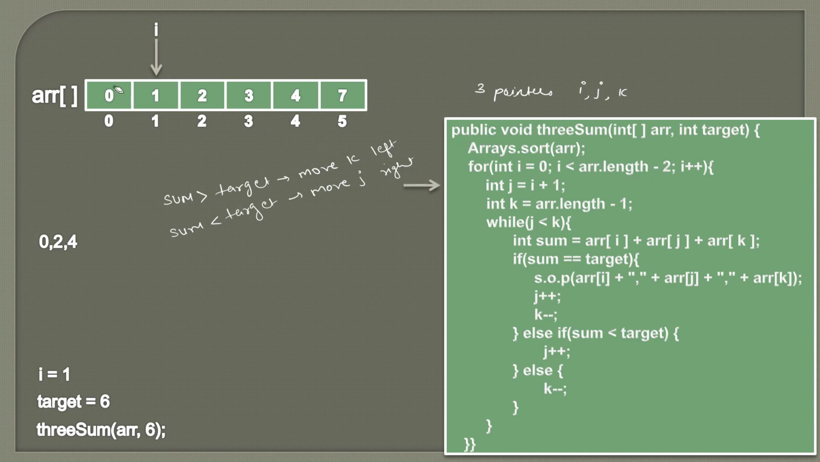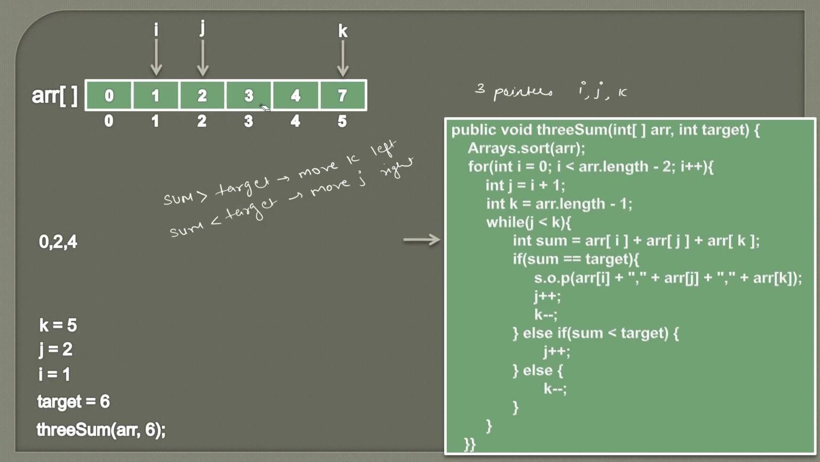Now we have seen all such pairs which can form a triplet with the value 0, and we have used up index 0. So when we start i from 1, we will not go behind the value of i because we have already seen that. So the new j value will be i plus 1, which is 2. And k we will take as array.length minus 1, which is the last index. j is less than k.